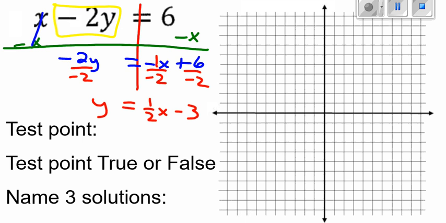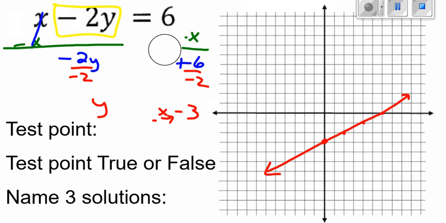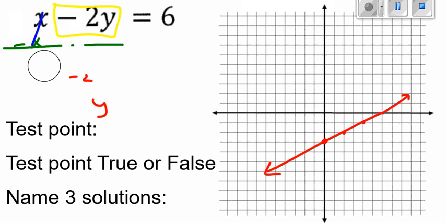I have a y-intercept of negative 3, and I have a slope of up 1 over 2. So up 1 over 2, up 1 over 2. All right, so there's my line. Let's say that instead of an equal sign here, I had an inequality symbol. Let's just say it said less than or equal to 6.